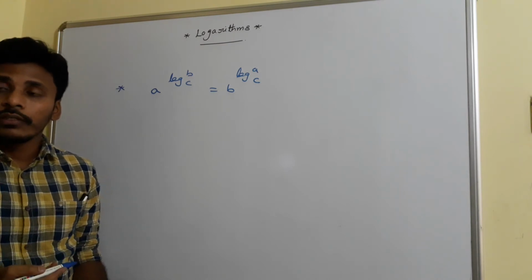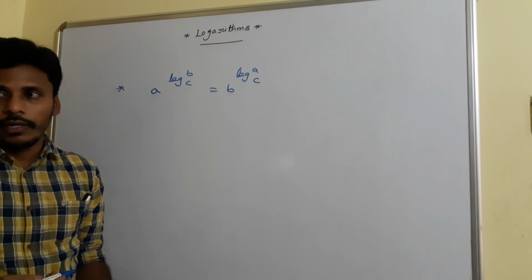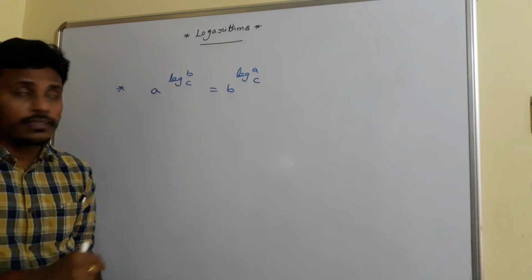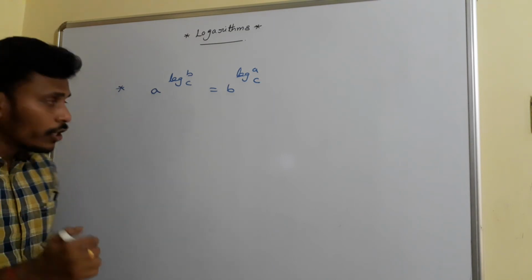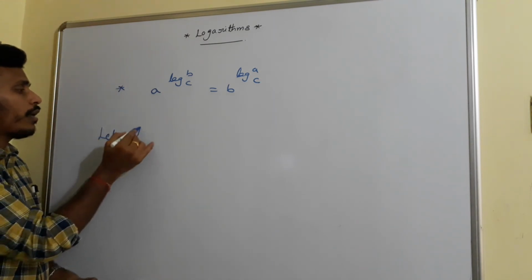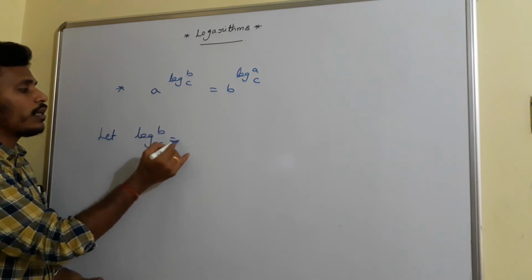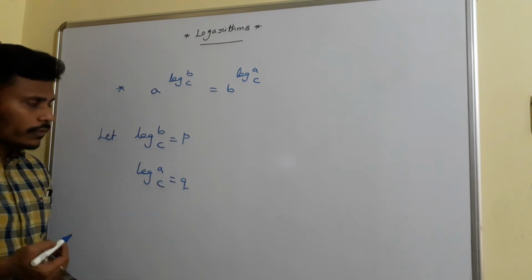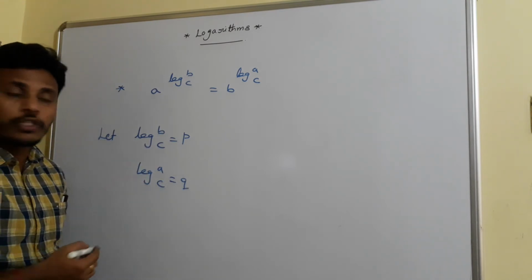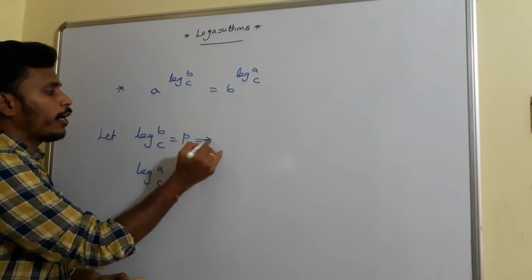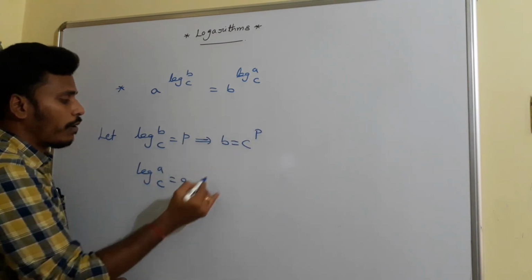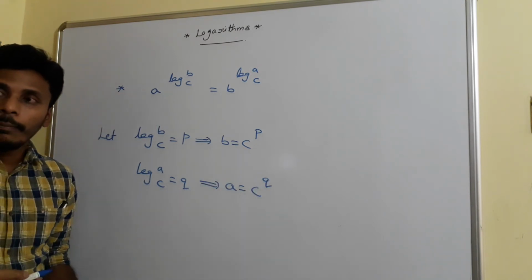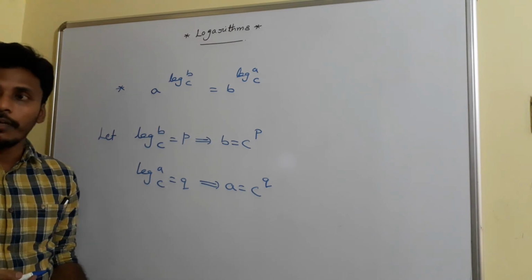Now again, to prove this, you need to get the support of exponents. Since the problem involves two logarithms, on one side it is logarithm of B base C, on the other side it is logarithm of A base C, you just let the logarithms be some P and Q. Log B base C is equal to P, whereas log A base C is equal to Q. And if you convert log B base C is equal to P into exponential form, it becomes B is equal to C power P, and A is equal to C power Q, right? B is equal to C power P and A is equal to C power Q.